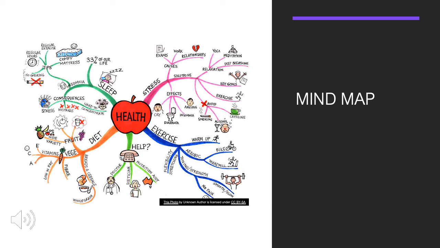The illustrator used many colors and graphics to help with the organization. Green stems and branches are related to sleep, pink is related to stress, orange is related to diet, blue is related to exercise, and green is related to resources or who to call for help.